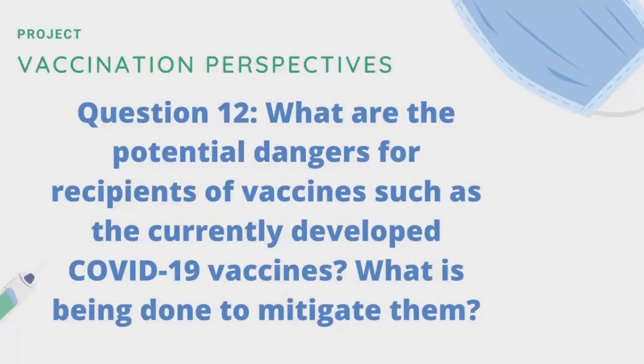I know you talked about your arm hurting, but what are some of the possible dangers for recipients of the vaccine, such as the current COVID vaccines, and what's been done to mitigate them? Vaccines have to be very safe. Healthy people take vaccines, and typically in society, your risk of getting whatever disease you're being vaccinated against is very low. So people won't put up with any safety issues. So all the vaccines on the market today are very, very safe.